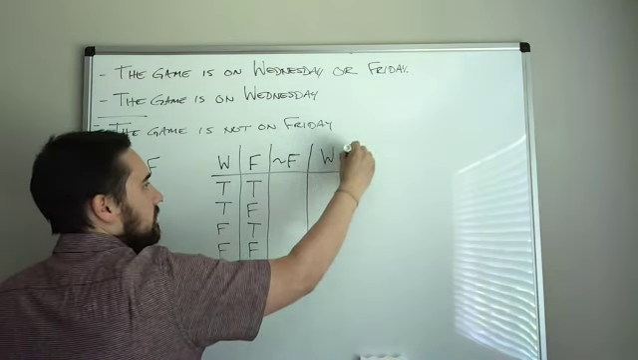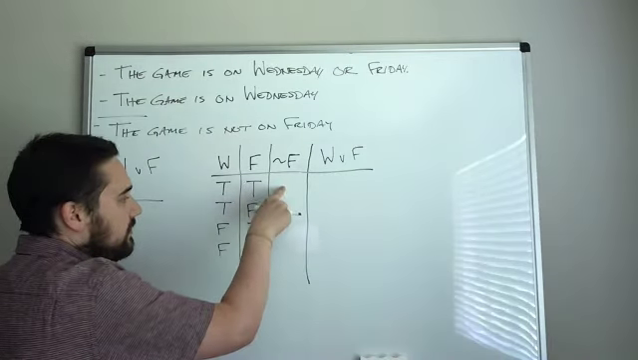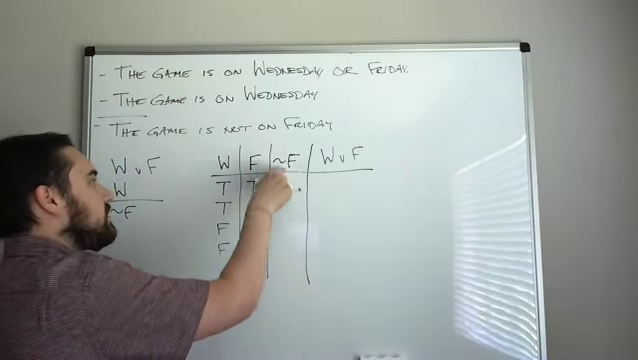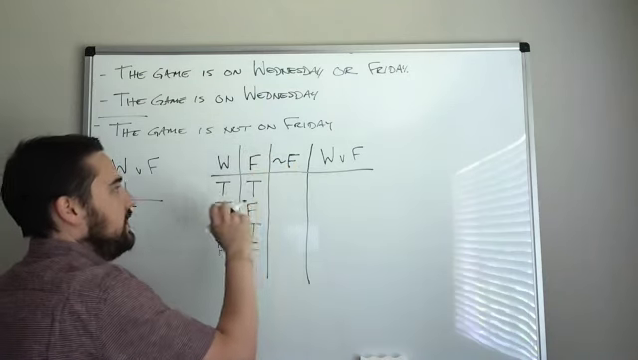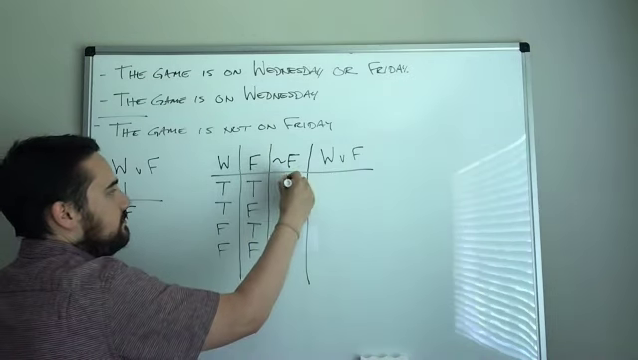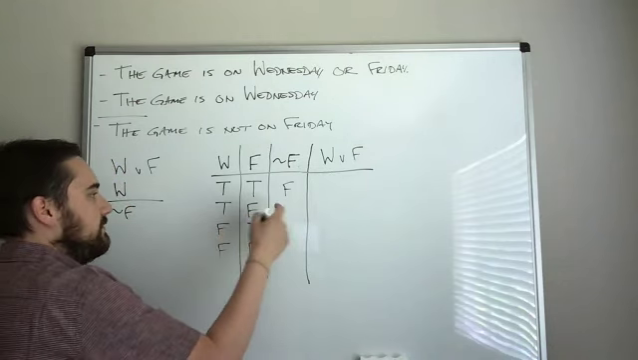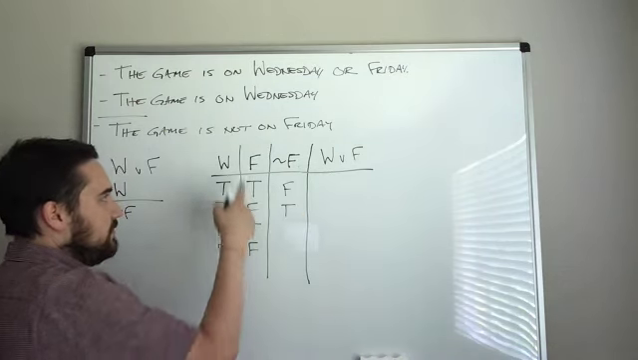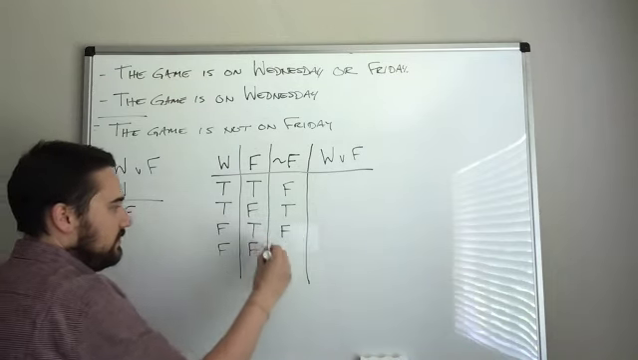Wednesday or Friday. Okay. Now again, the way to determine these values is simply to look at the column of the atomic sentence that's not negated. So the negated F is false whenever F is true. So if F is true, tilde F is false. If F is false, tilde F is true. If F is true, tilde F is false. False, tilde F is true.